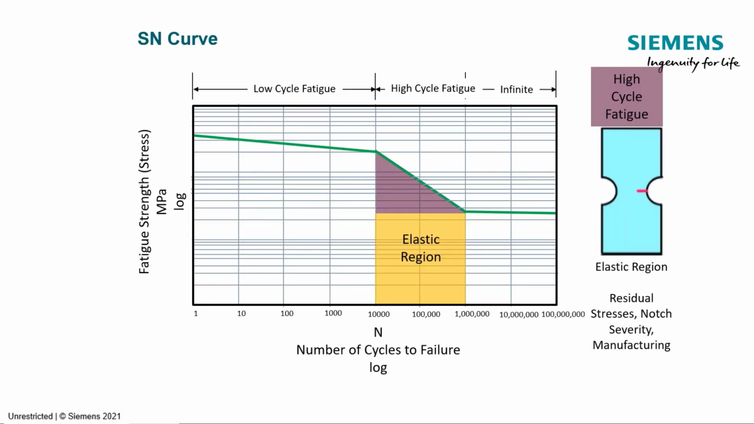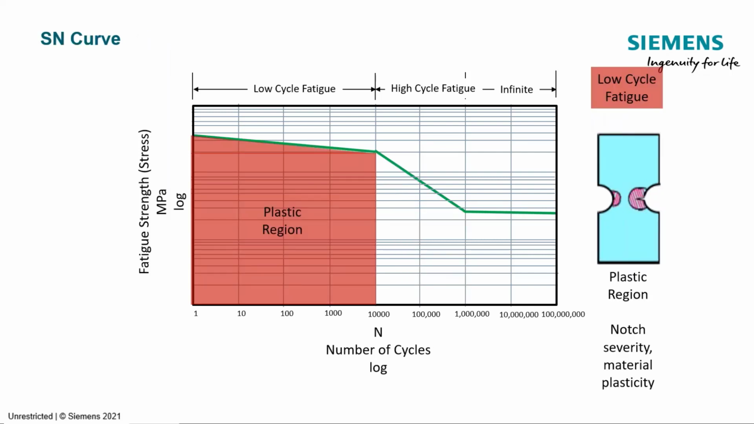So the main region is the elastic region, which I would say most parts are designed in. A lot of parts are. And this is where we have a linear stress strain relationship. A plastic region is where we have a nonlinear one. It looks really big, but just remember we're on a log scale. So this is 1 to 10,000.